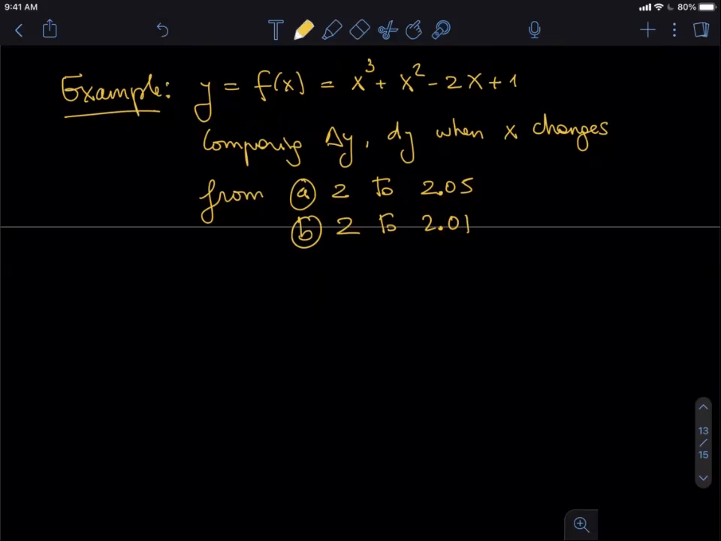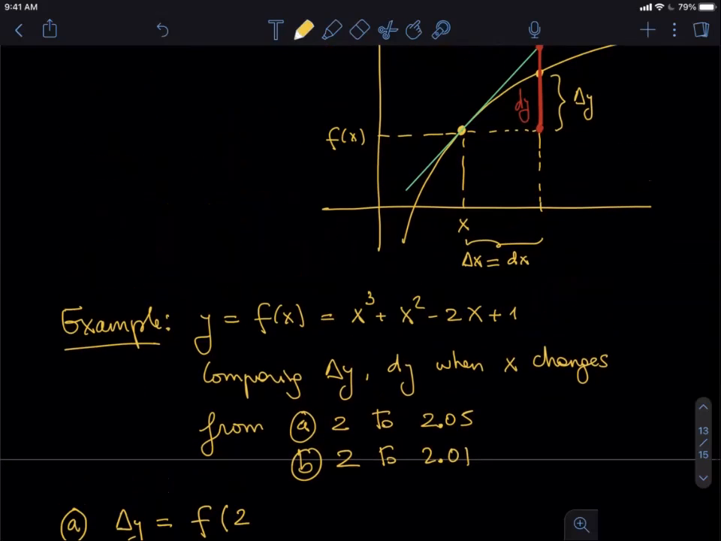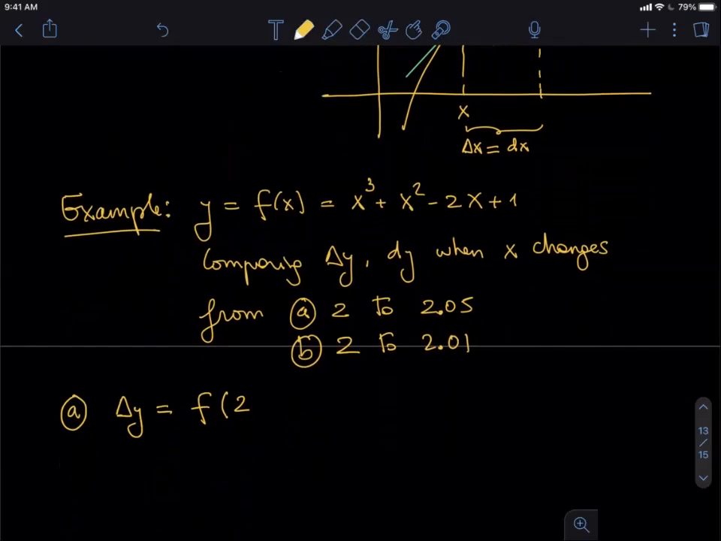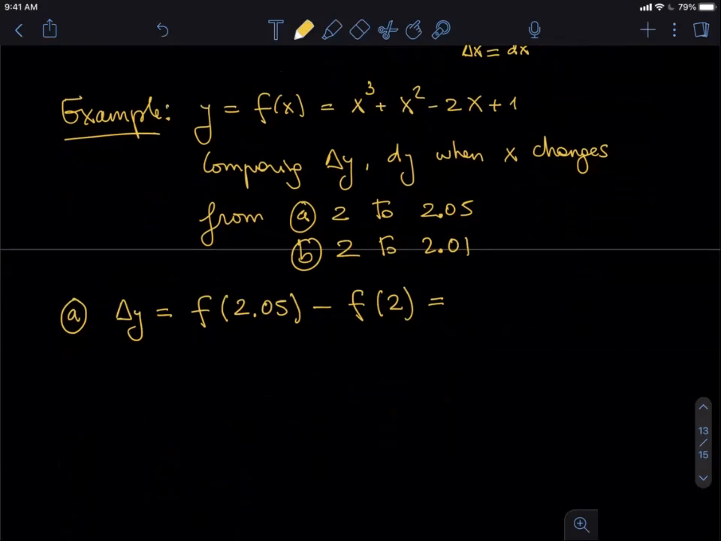Okay. All right, so let's do A first. When we want to compute the increment in y, this is simple, it is the difference, let's see the picture again, in value of f at the beginning and at the end. So f at 2.05 minus f at 2. And we just need to compute this.